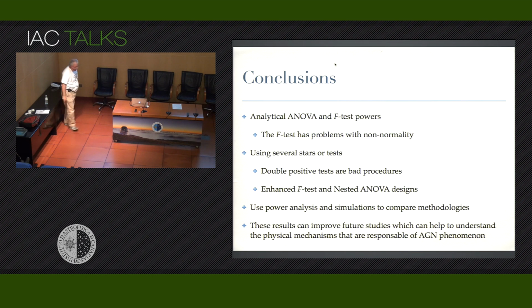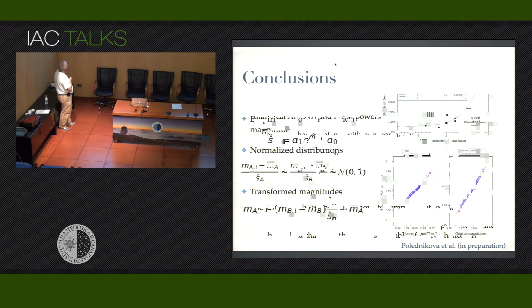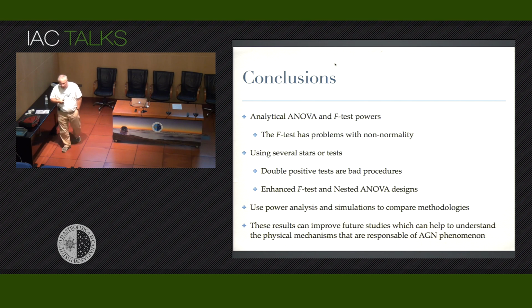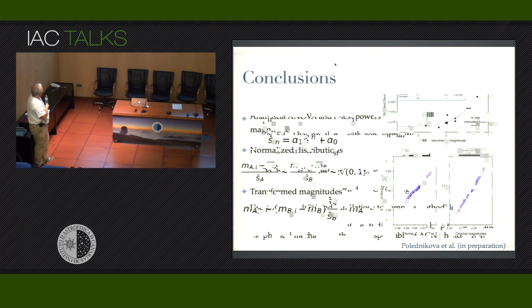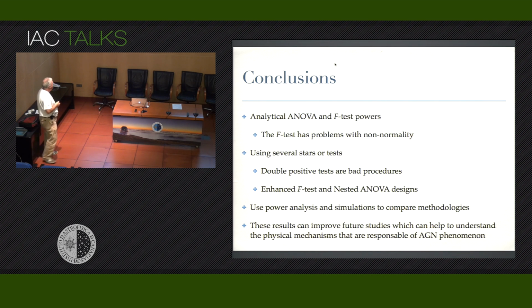So the conclusions are that we have studied analytically the F test and the analysis of variance test. We have seen that the F test has problems with non-normality. We have studied what happens when you use several stars or several tests, and arrived at the conclusion that double positive tests are not good procedures to study microvariability. But the enhanced F test and the nested ANOVA designs are reliable and very powerful. Using power analysis and simulations to compare methodologies is a strong tool for any study. And these results, when applied to real data, can improve future studies and help to understand the physical mechanisms that are responsible for the AGN phenomenon. And that's all. Thank you.